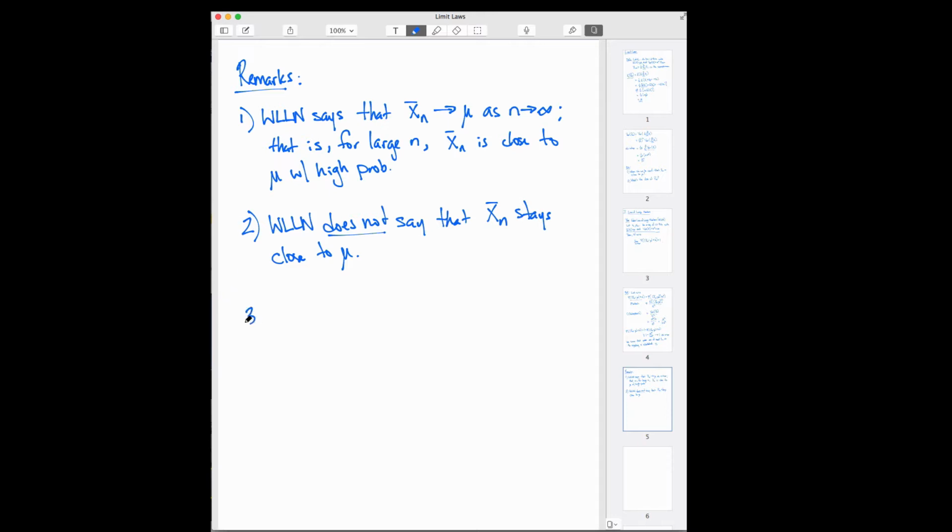My third remark on the weak law of large numbers is that it also goes by another form, and that's the form of convergence we're talking about. So the weak law of large numbers discusses something we call convergence in probability.